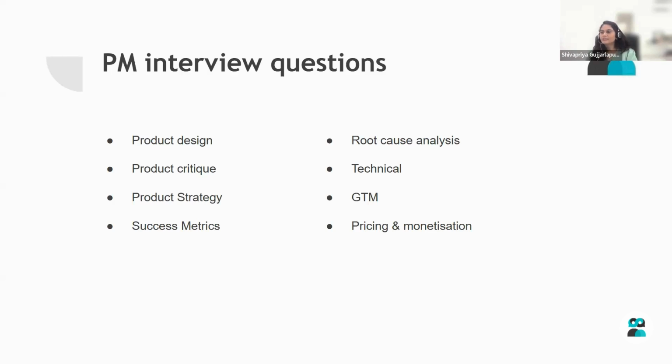The root cause analysis questions usually come in when you're asked to understand why a particular KPI or a particular product success metric has dropped or has been skewed in the recent past. A sample example question would be: Uber had lost its active users by 20% in the last 1 week. You're the PM and you would need to figure out why that happened. That's an example of a root cause analysis question.